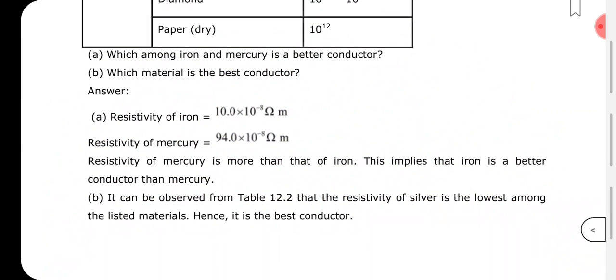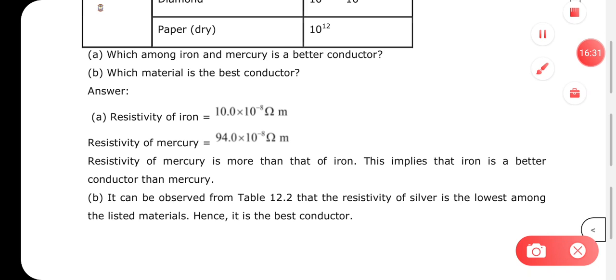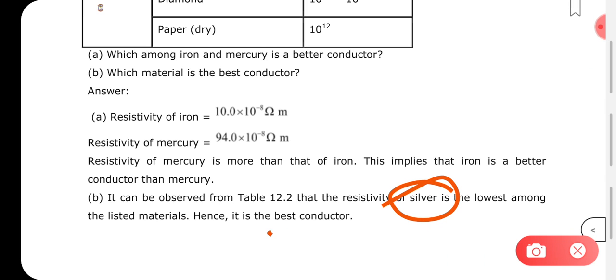Now moving on to the next one, which material is the best conductor? Which one is going to be the best conductor? Yes, it is observed that the resistivity of silver is the lowest among the listed materials. So when you go through that table, you will see that the silver resistivity is the least among all. So that becomes the best conductor.